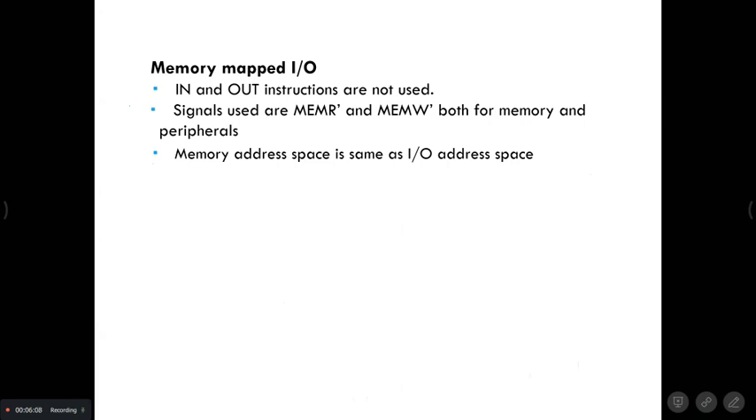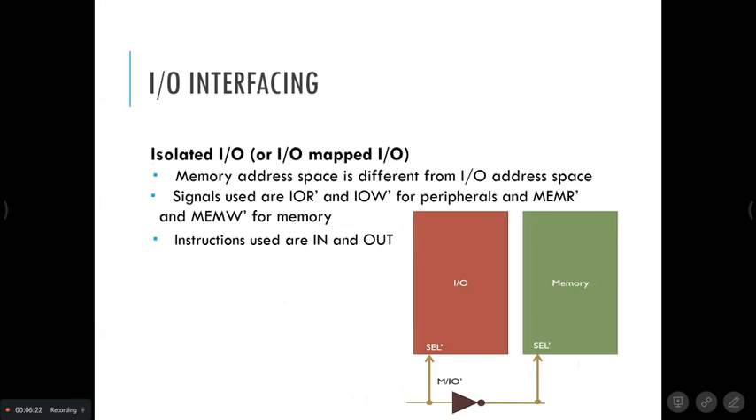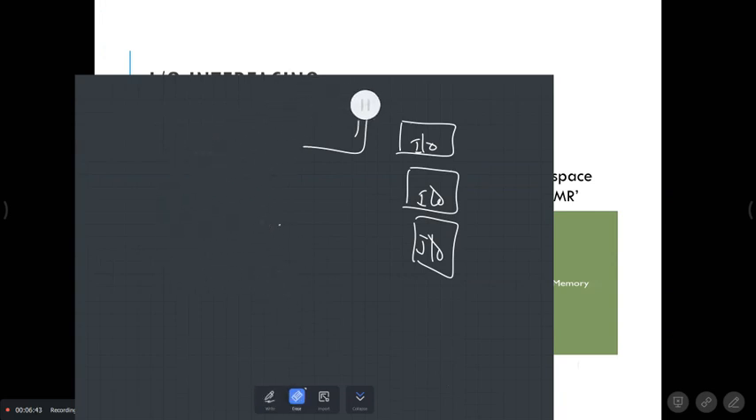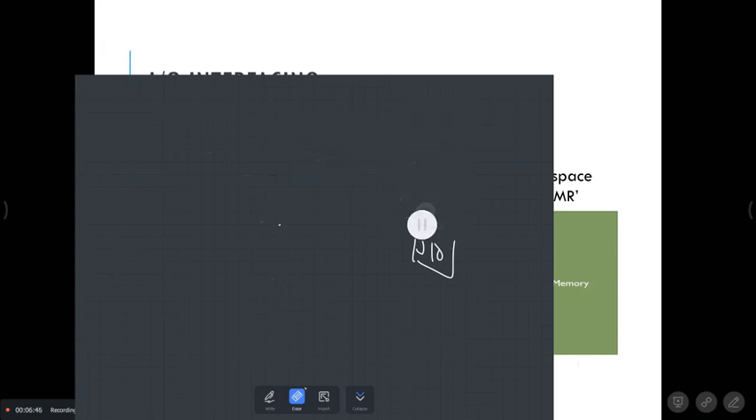In memory mapped I/O, we don't use the instructions called IN and OUT. What are these IN and OUT instructions? Try to understand very clearly. In the previous case, if you want to put any data to the I/O device, we use two instructions called IN and OUT. Try to understand this very clearly. I just want to tell you what these IN and OUT instructions are.